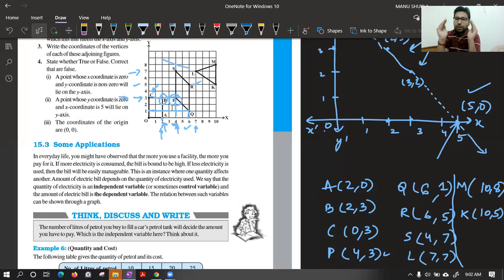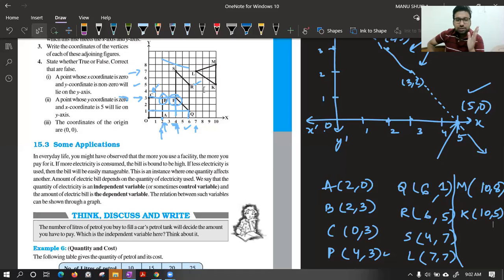Let me call it 0 comma a. This a can be anything, 1 2 3 4 5 6 7 8 9 10, whatever. It will obviously lie on the y axis. Okay, so this is correct. The second point is a point whose y coordinate is 0.